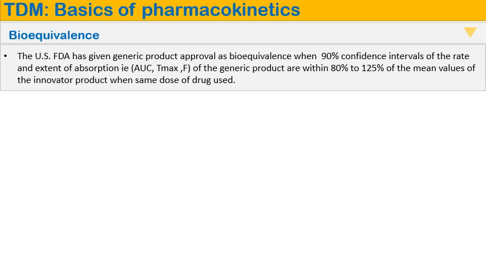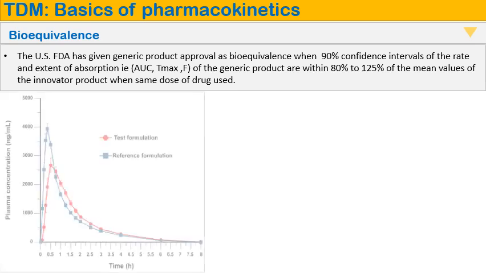They call it bioequivalence when these factors, the area under the curve, Tmax, Cmax, and F of the generic product, occur within 80 to 125 percent of the mean value of the innovator or the reference drug. This means the values of the area under the curve, Tmax and Cmax must be within the range of 80 to 125 of the original drug, as we will see in the coming example.